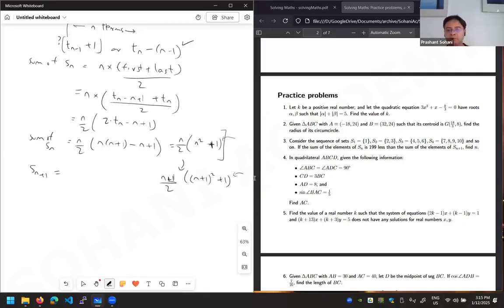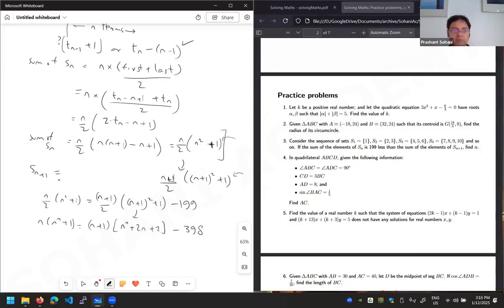And now the question is giving the information that the first sum is 199 less than the second, right? So therefore, I'm going to get the equation: this first sum is the second sum minus 199. And now I just have to solve for n. Right? So if I multiply everything by 2, and this inside the bracket, let me just expand it. So this is n square plus 2n plus 1 plus 1, so n square plus 2n plus 2, and multiplied by 2.